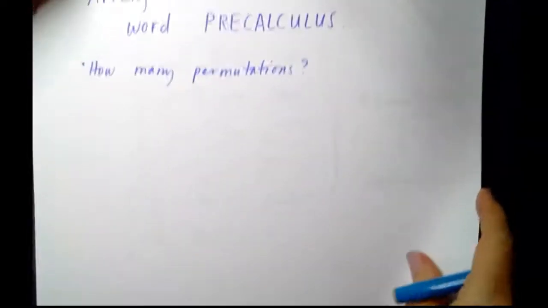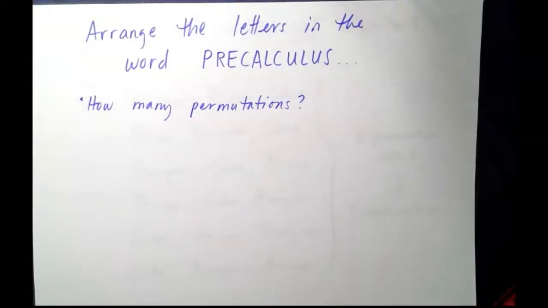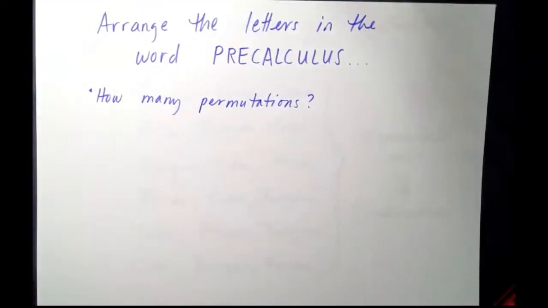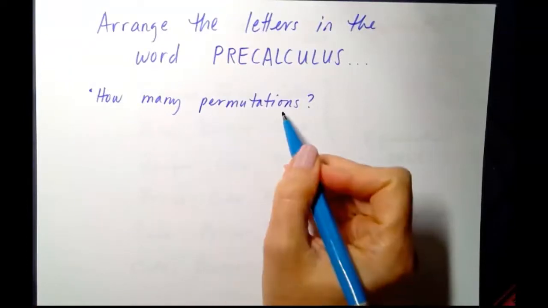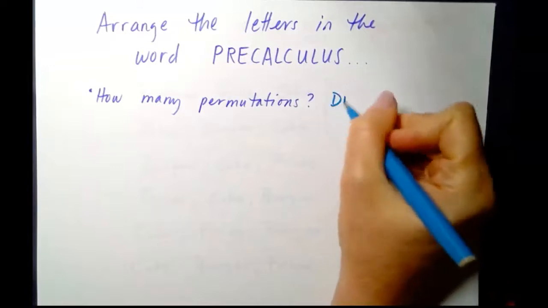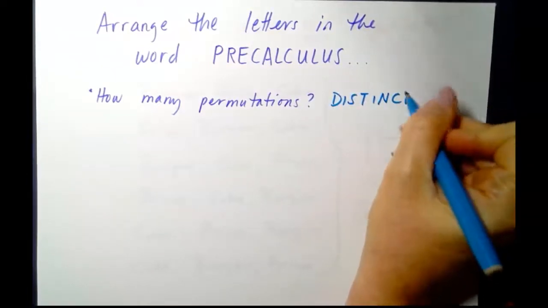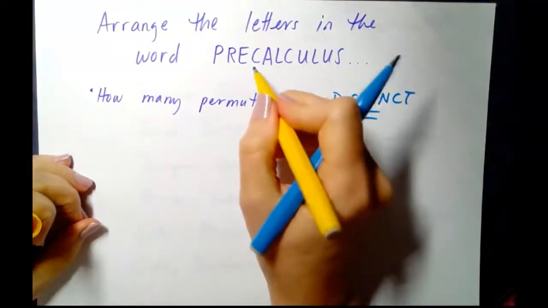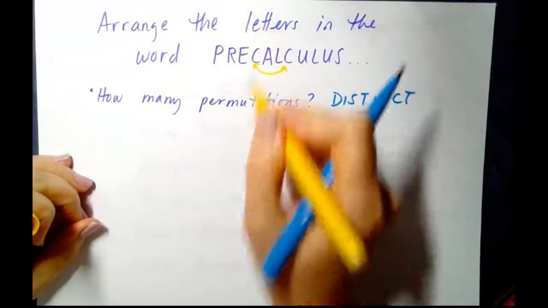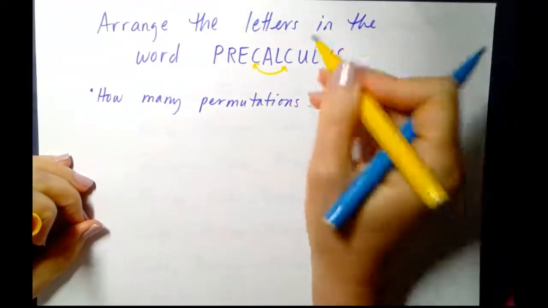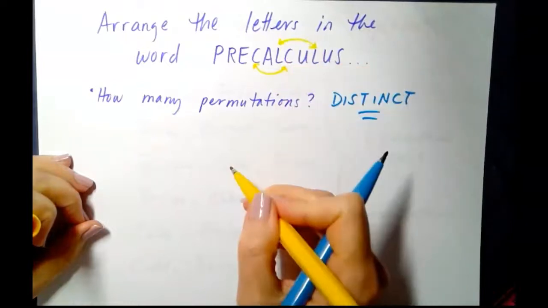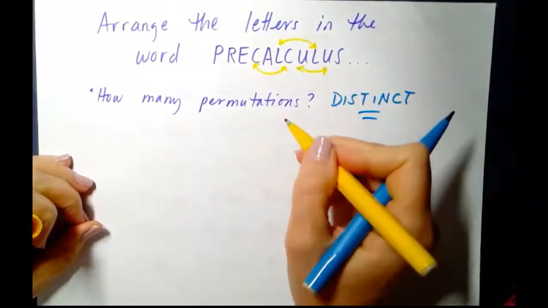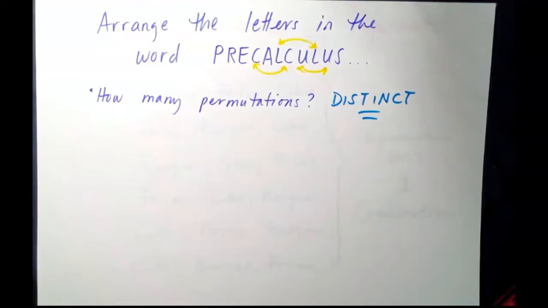So here's a fun problem to consider. Let's arrange the letters in the word precalculus. We want to know how many permutations, how many distinct permutations. So they all have to be different. So think about it. Is a permutation going to be distinct if I just switch the 2 C's? No. Or I switch the 2 L's or the 2 U's. You see where this is going.